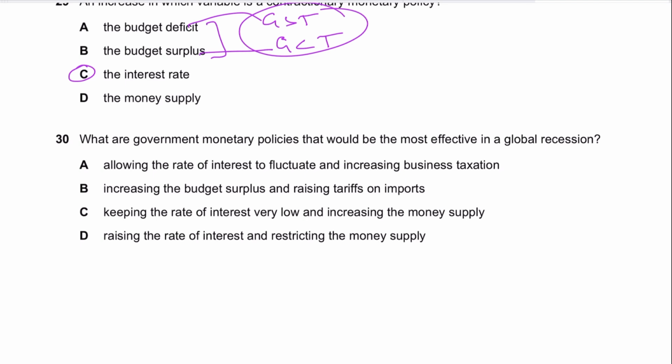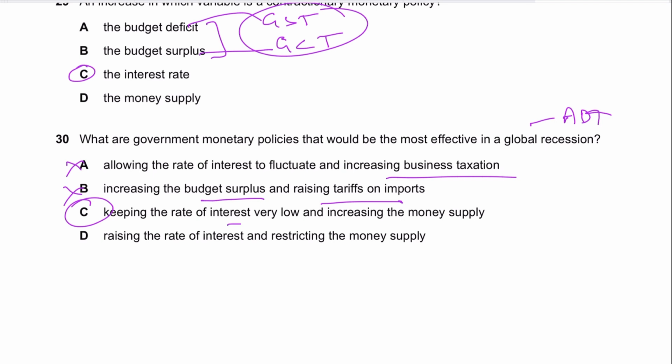Now the answer to question 30. Allowing the rate of interest to fluctuate? No, you are not allowed. You can't really increase business taxation as well, because it would have the opposite effect of reducing AD, and our objective is to increase AD in a recession. Increasing the budget surplus and raising tariffs on imports? Increasing the budget surplus would mean that you reduce the government spending, which we don't want. Keeping the interest rate very low and increasing money supply, yes, this should be the correct answer.